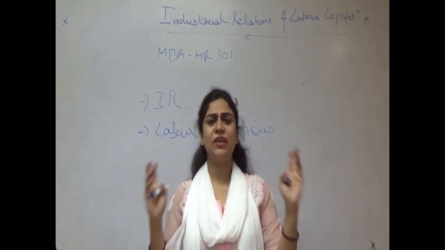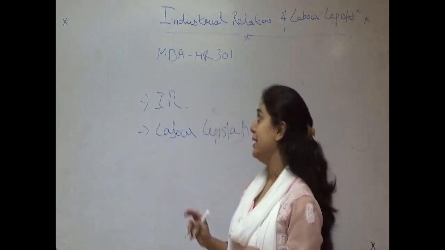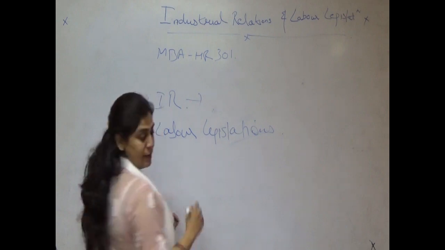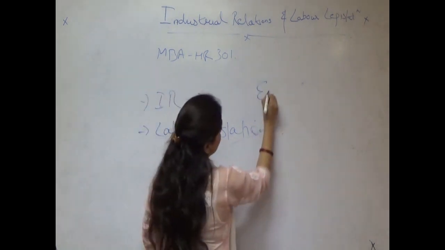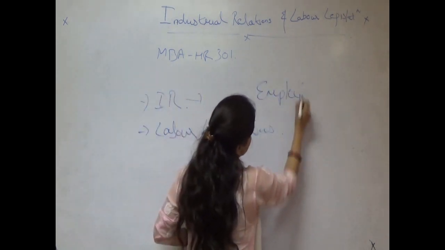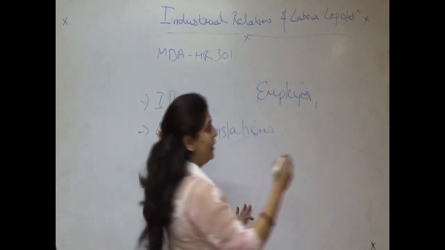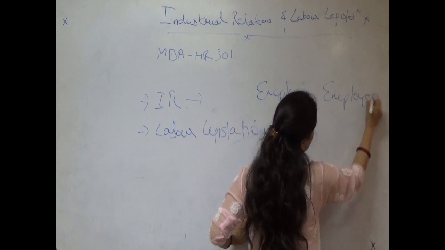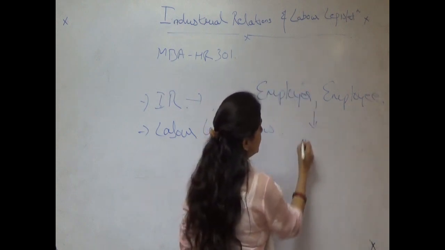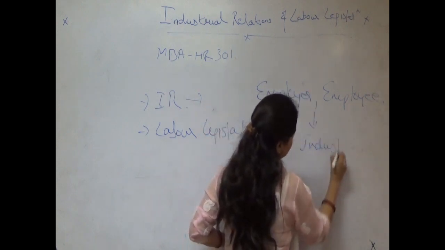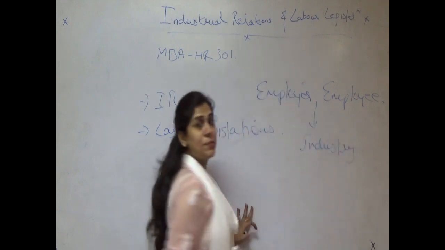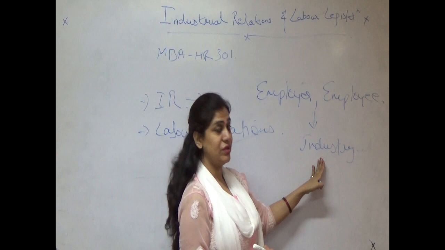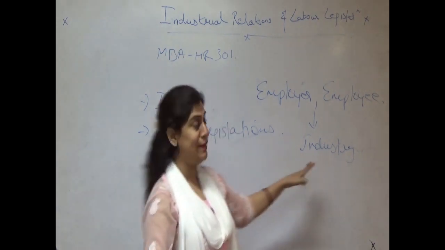Industrial relations can be very briefly, in a nutshell, explained as a relationship between three parties, namely the employer, the employee, and industry. So now the question pops up: these are the three components of IR, that is the employer, employee and industry, but what about the relationship between them?